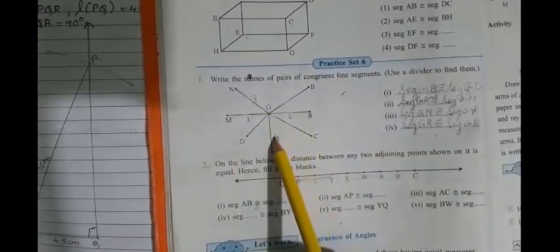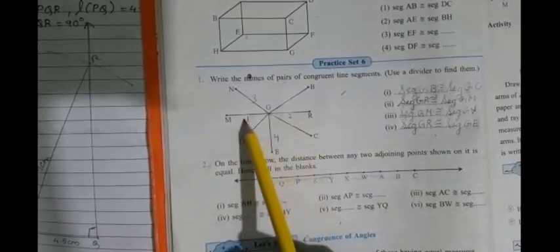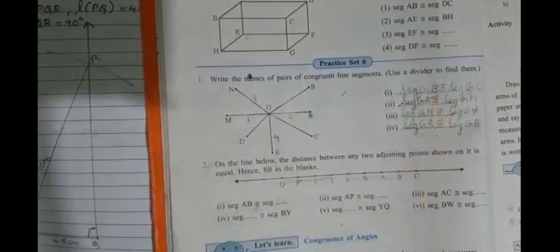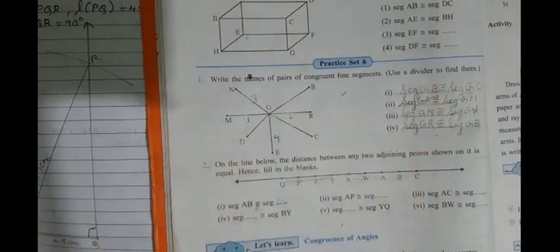These 4 of them are congruent to each other. So any pair you can prepare. 1, 2, this one pair, this second pair, this third pair, and this fourth pair. Any. Now if you see, my 4 pairs are completed. So I can stop. Did you understand how to find the pairs of congruent line segments using a divider? Okay, now let's move on to question number 2.